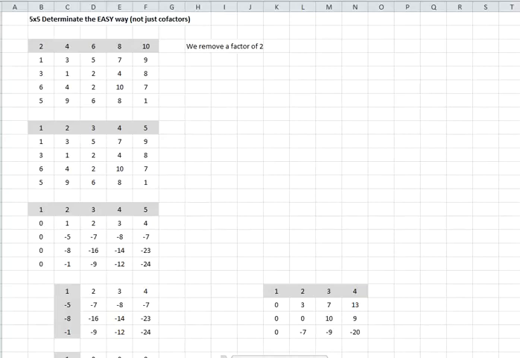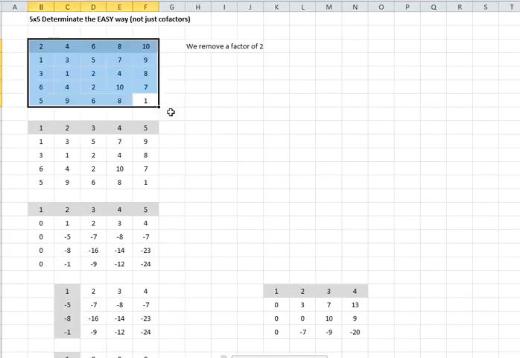I've seen several videos on YouTube where people use cofactors and only cofactors to find a determinant. Using just cofactors can be a lot of work. For instance, here is a 5 by 5 matrix. If you use just cofactors to find the determinant of this matrix, you're in for a whole lot of work. What else can we do?